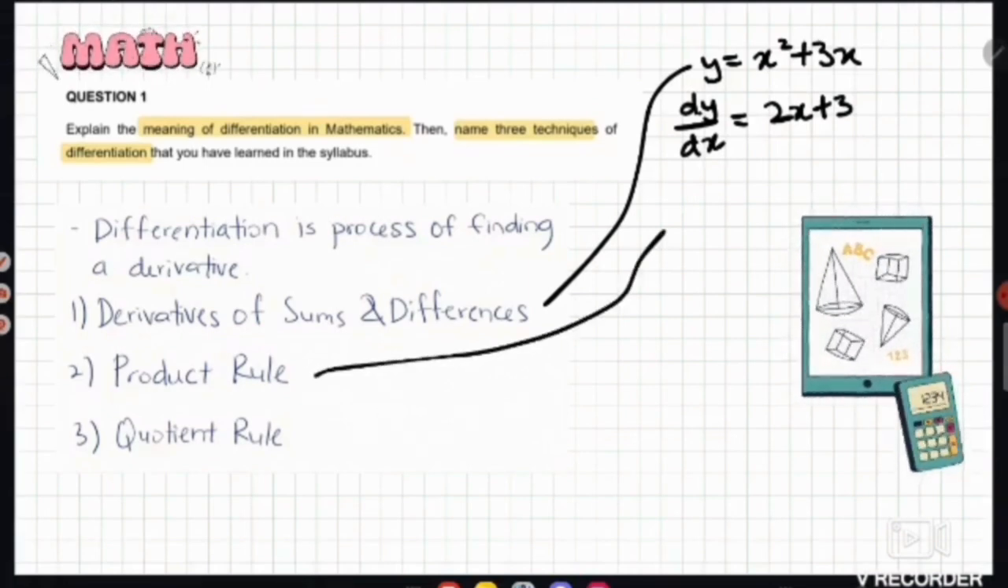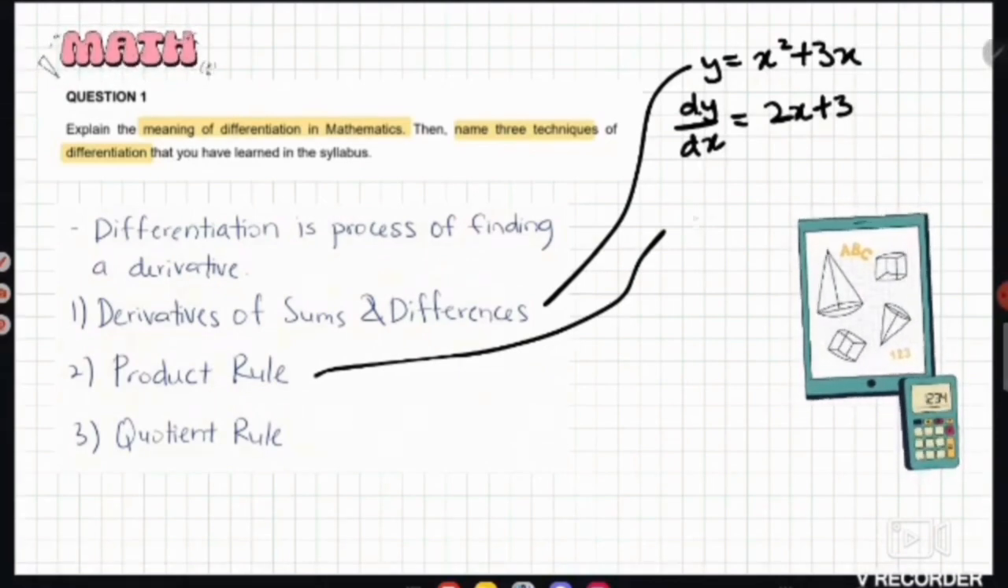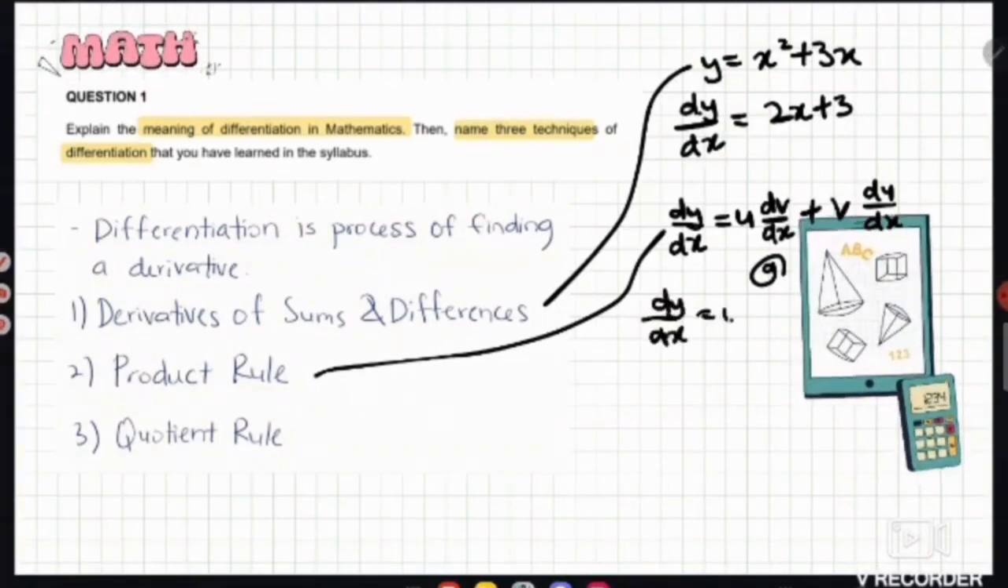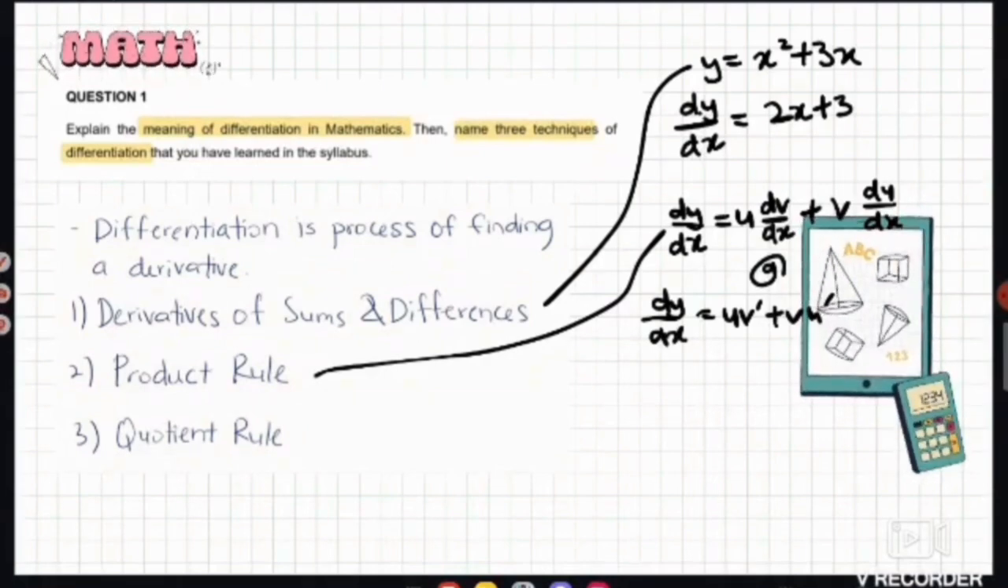For product rule, we use the formula. It is used when two functions are multiplied together. The formula is dy/dx equals u dv/dx plus v du/dx. Or you can use another formula, which is dy/dx equals u v prime plus v u prime. When you want to calculate an equation using the product rule technique, you can choose either this one or this one.